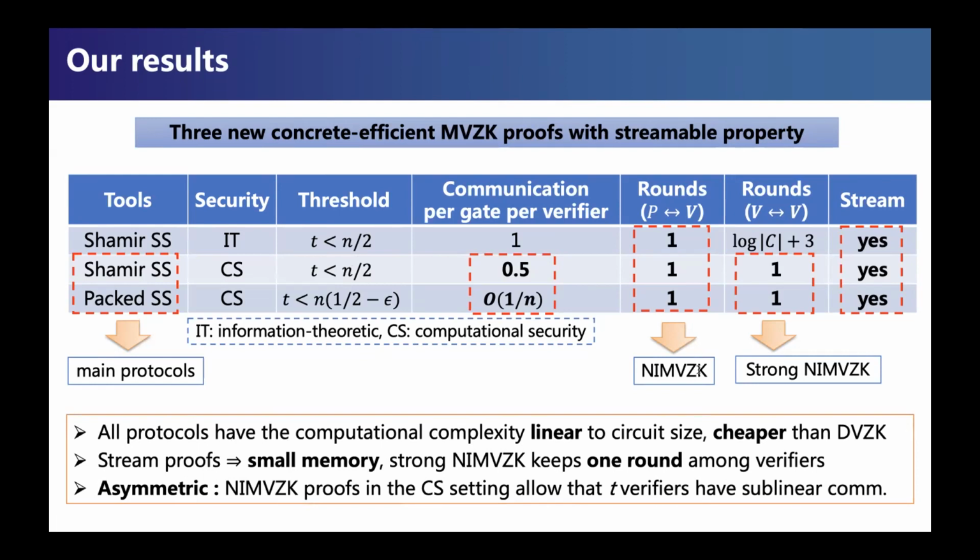For computational complexity, our protocols are linear to the circuit size and are cheaper than NIMVZK. When streaming a proof, our strong NIMVZK protocols keep one round of communication among verifiers. Our strong NIMVZK proofs also have an interesting asymmetric characteristic.